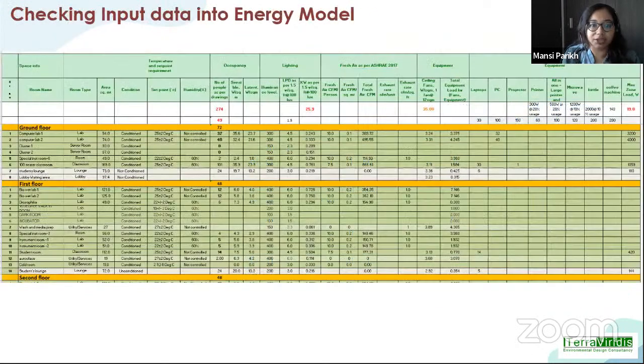So for a larger project, we do these kinds of sheets or checklists where we incorporate various components like set point, humidity, occupants, fresh air, equipment details, lighting, LPDs. All of these are put together, and this sheet goes to different consultants, to ensure that everybody is on board. This is a checklist which we keep for more or less each project.